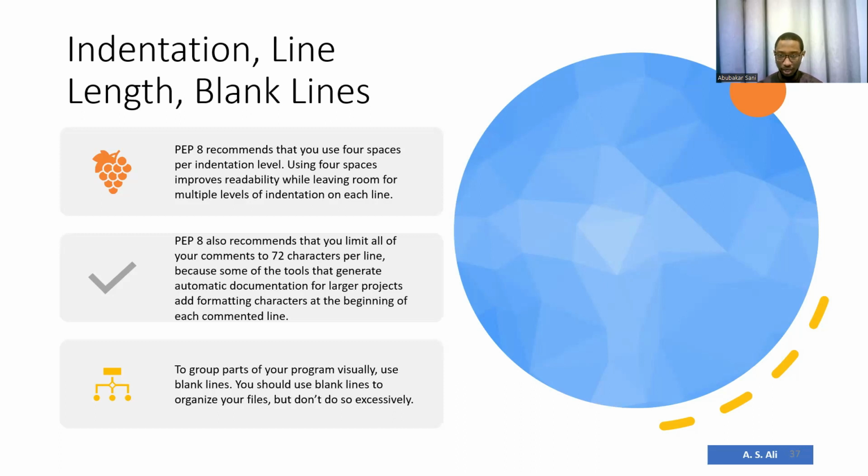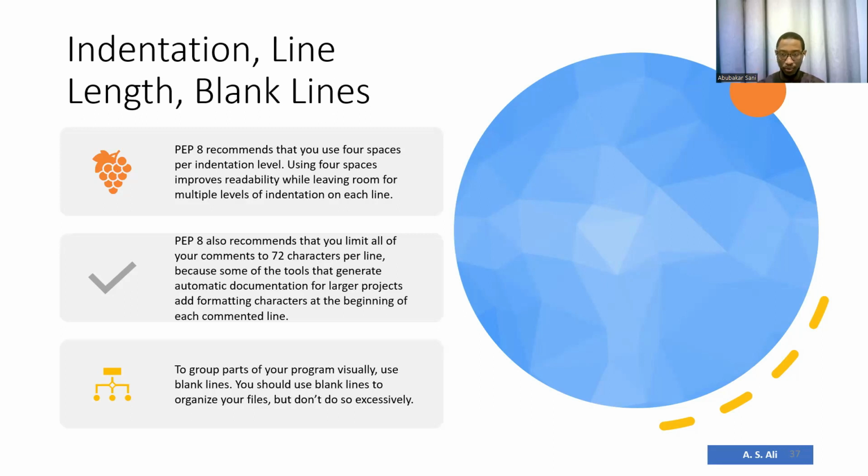It also recommends that you limit all of your comments to 72 characters per line. So you don't want to have comments filling up your program. Try to limit your comments to be as concise and clear as possible, so that you don't fill the whole project or the whole program with comments.